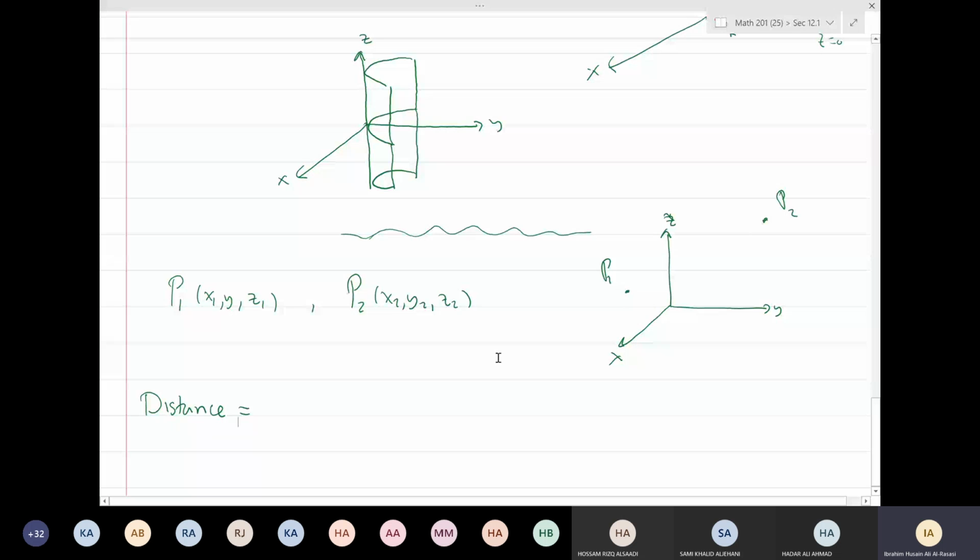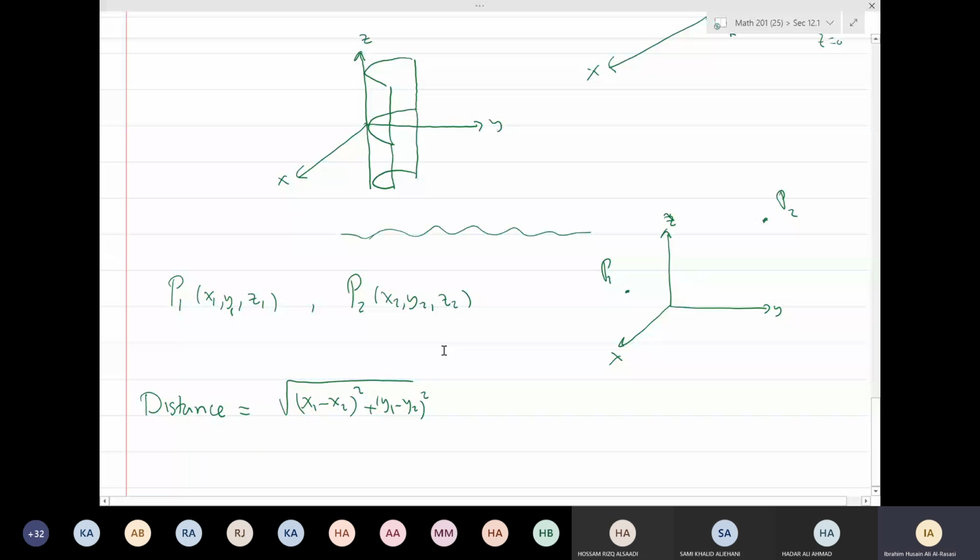Now, if there is no Z, if X1, Y1, X2, Y2. How to find the distance between 2 points in the XY plane? Square root of the sum of the squares of differences. Exactly. So this is x1 minus x2 squared plus y1 minus y2 squared. This is if there is no z component. The x1 y1 x2 y2.